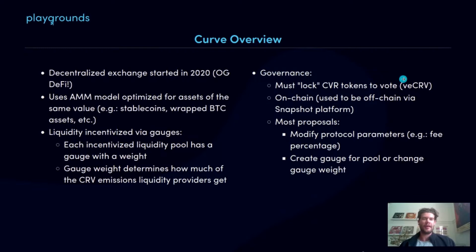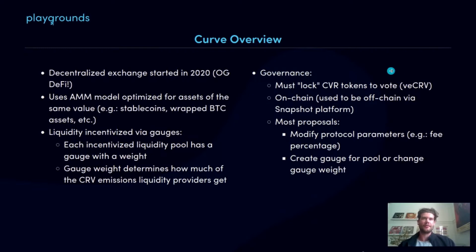So they call it vote escrowed curve, or veCRV. And the idea here is that the duration for which you lock your curve will determine how much voting power you get out of your tokens. So the longer you lock your tokens into the protocol, the more voting power you get, which in theory should incentivize voters to make better decisions and to take the long-term health of the protocol into consideration.